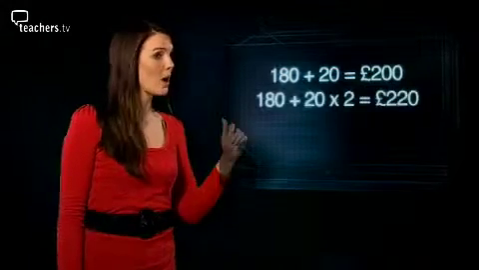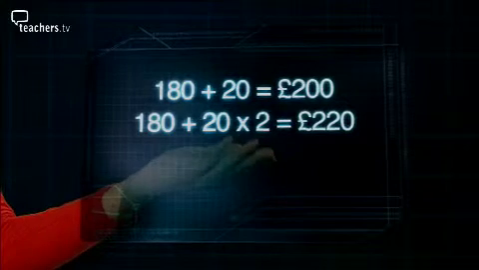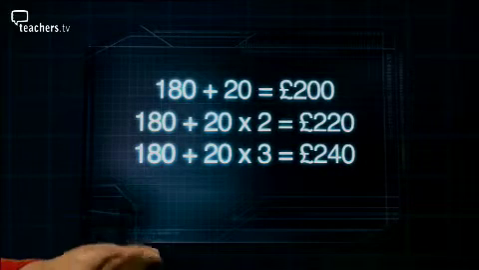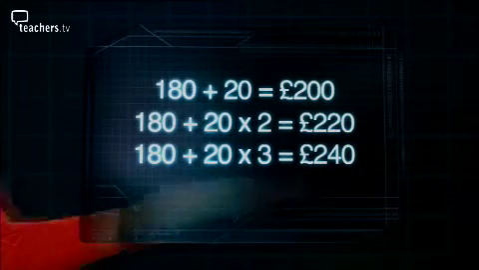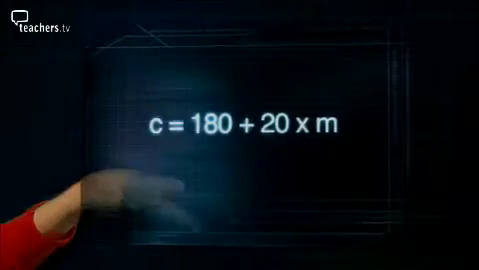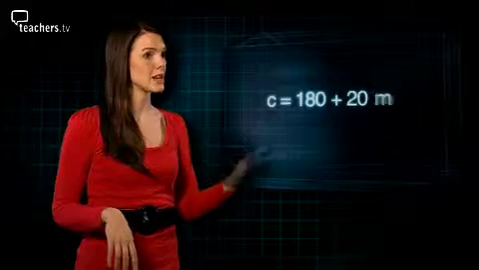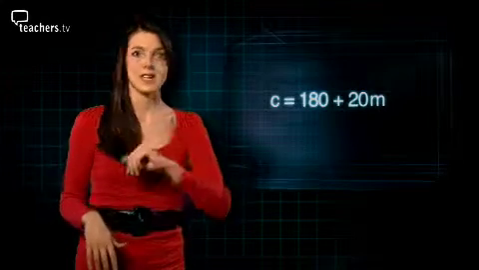So in month 2, it was £180 plus 2 lots of 20, which is £220. And after 3 months, it was £180 plus 3 lots of 20, so that's £240. But we do something clever here. If we use M to represent the number of months that Dave has had his phone, then we've got the cost of his phone equals 180 plus 20 times M, which we can then simplify to C equals 180 plus 20M. Now we'll draw a graph of this a little later on, and then we'll compare it with the contract. But first, let's find out what other phone users think.